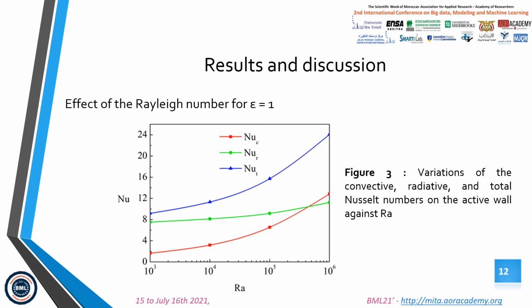Figure 3 shows that the convective heat exchange increases rapidly with the Rayleigh number because of the intensification of natural convection with the difference between the active wall and the ambient air in terms of temperature. The thermal radiation between the active wall and the cavity surfaces also increases with the Rayleigh number, but less rapidly than the convective heat transfer. As for the total Nusselt number, it also increases with the Rayleigh number. Therefore, the higher this parameter is, the more the active wall is cooled.